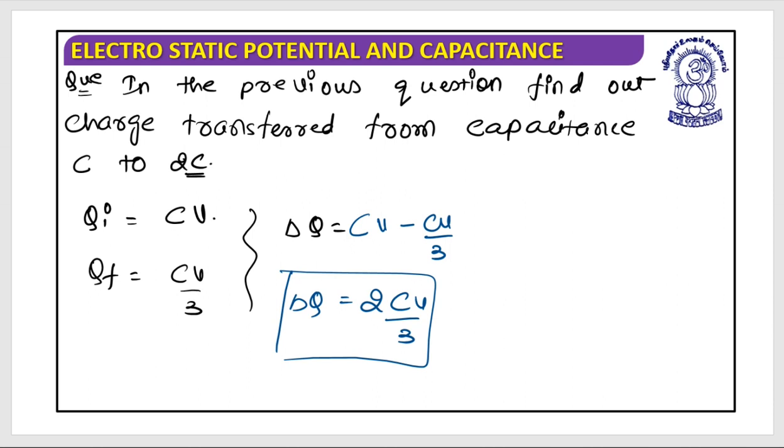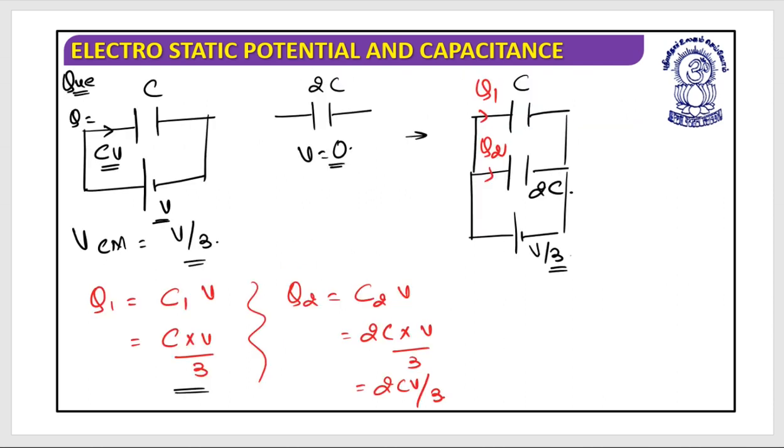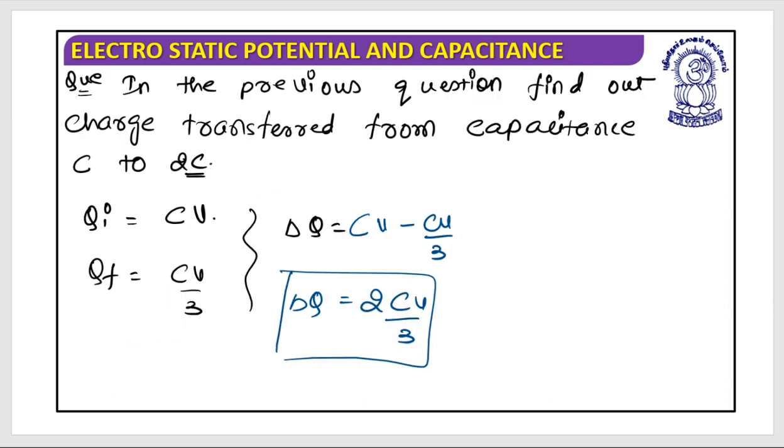Yes, you can even observe this from here as well, that initially the charge of this is 0 because V is 0. Afterwards it has a charge of 2 CV by 3. So initially it contains nothing. It is at 0 charge because its potential is 0. And now it is at 2 CV by 3. So this is the charge that has been donated by capacitance C, and 2 CV by 3 is the charge received by another capacitor.